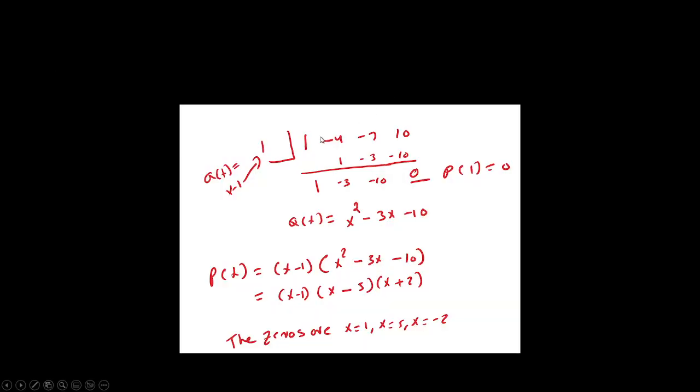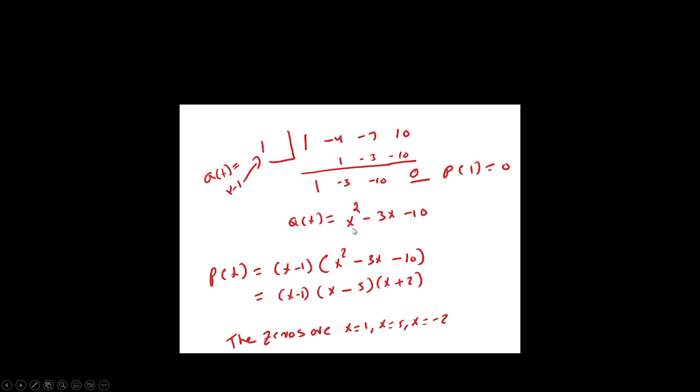So I have 1, negative 4, negative 7, 10, and we're going to use x minus 1. So bring down the 1. 1 times 1 is 1, so negative 4 plus 1 is negative 3. 1 times negative 3 is negative 3. Negative 7 plus negative 3 is negative 10. 1 times negative 10 is negative 10. The remainder is 0. P of 1 is 0.